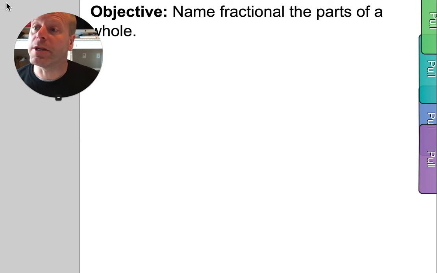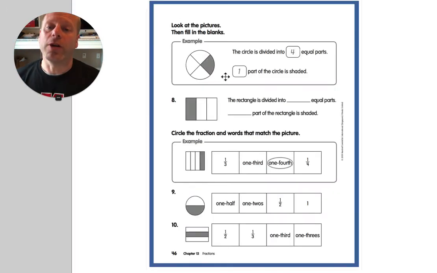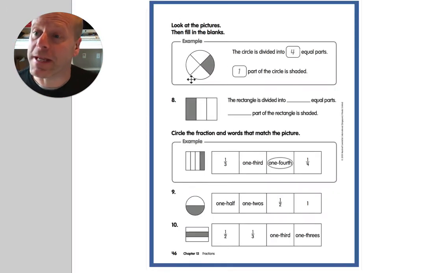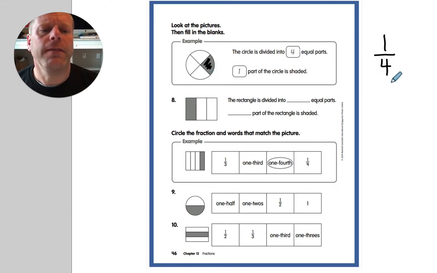So what you're going to be doing for me is looking at a shape and counting how many pieces there are altogether. This circle is divided into how many pieces altogether? 1, 2, 3, 4. Count both the white and the gray. 4 equal pieces. How many are shaded in this case? Well, 1 part of the circle is shaded. So if I had to name this fraction over to the side here, I would say this is 1. See the 1? Out of 4.